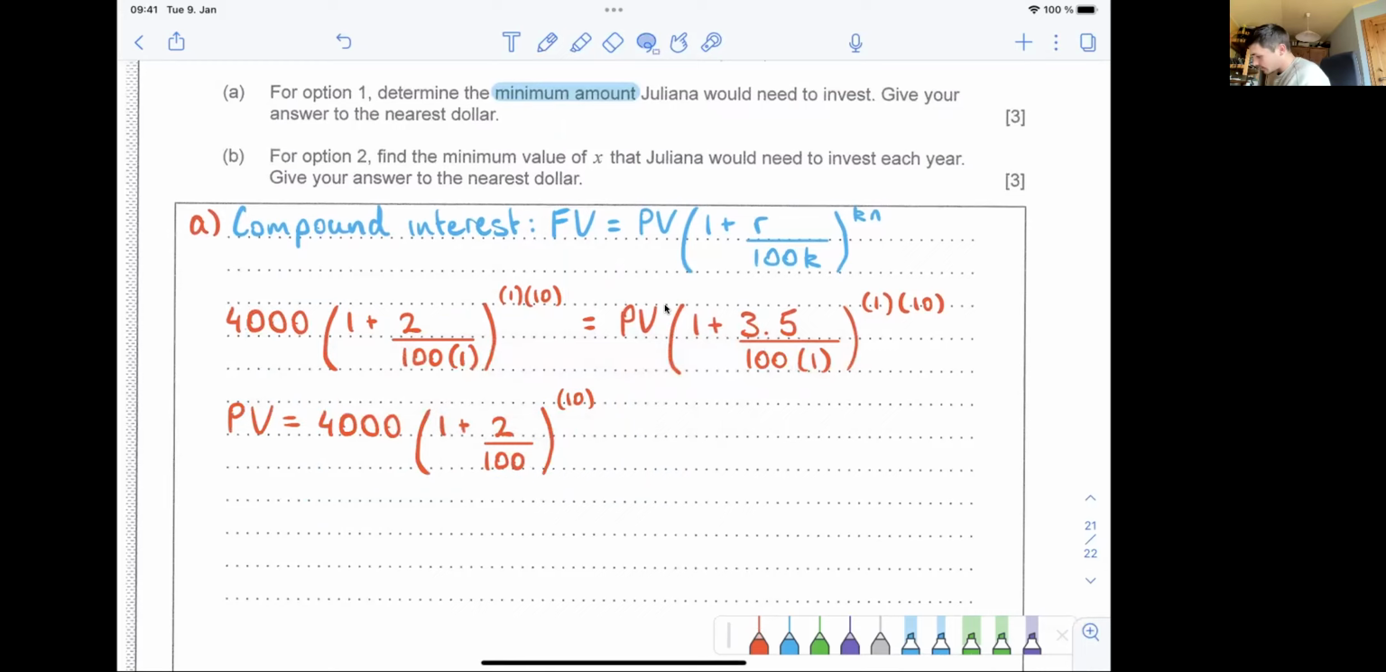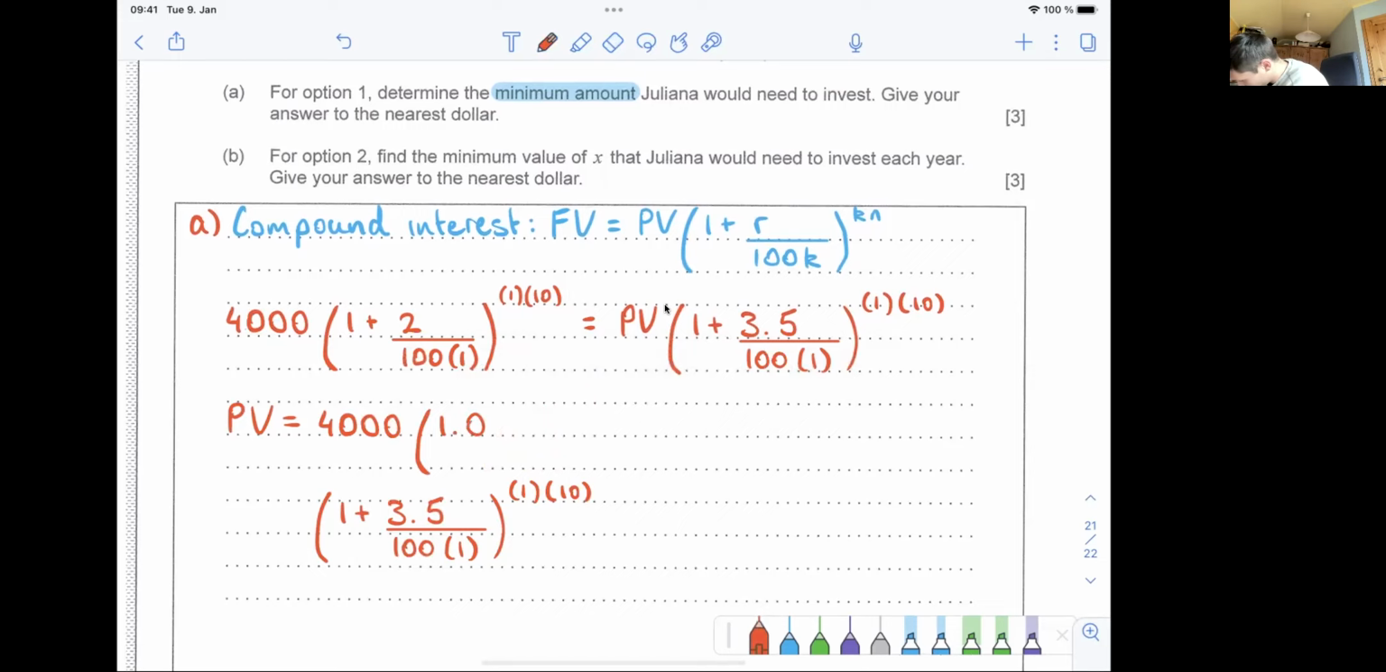Okay, all right, and then divided by this here. In fact, I will actually show you what this will turn into if we were just to write it as a decimal. So 1 plus 2 over 100 to the power of 10, we could change to being 1.02 to the power of 10. Okay, so just to show you, this thing here, what I've just written, is the same as this bit here, right? It's just sort of cleaned up a bit.